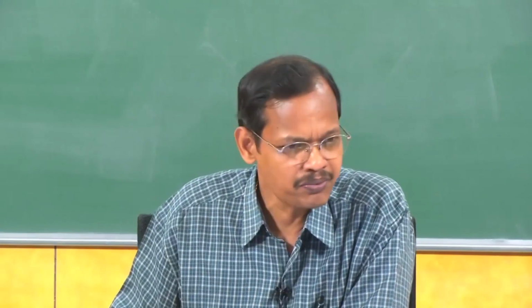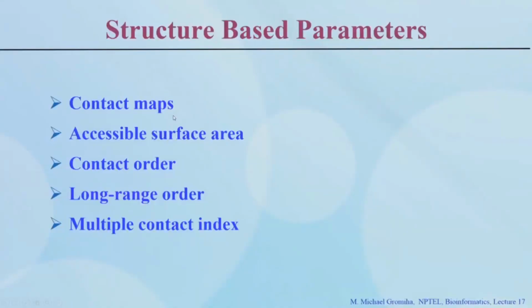For example, contact maps; this is the simplest one we can construct from protein 3D structures. Then accessible surface area, and contact order, depending upon how two residues are in contact in protein structures, and long range order, depending upon the contacts which are close in space but far in the sequence level. In some cases some residues have a greater number of contacts, in some cases fewer contacts.